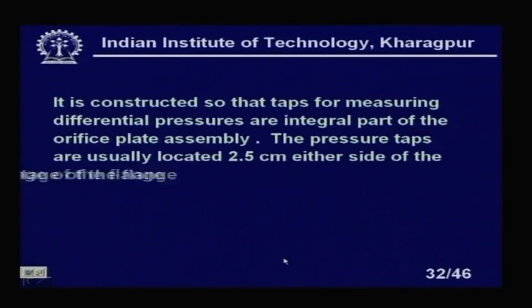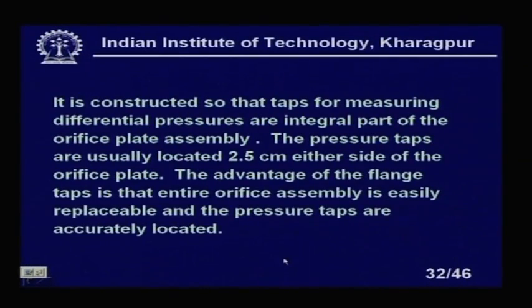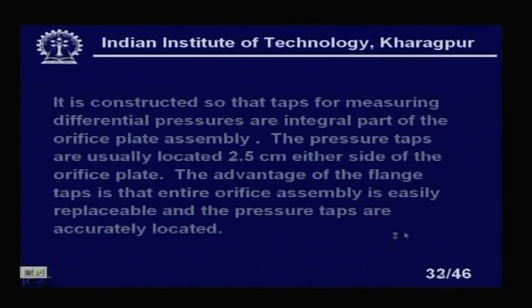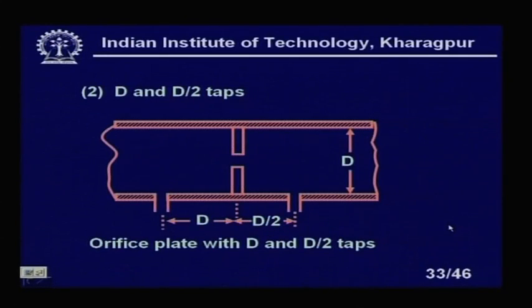Now, it is constructed so that the taps for measuring differential pressure are an integral part of the orifice assembly. That is, in the orifice itself you have the pressure tappings. The entire assembly is available. The pressure taps are usually located 2.5 centimeters on either side of the orifice plate. The advantage of the flange tap is that the entire orifice assembly is usually replaceable, and the pressure taps are accurately located. Now, we have an orifice plate with D and D by 2 taps. Here you can see that upstream is D and downstream is D by 2 taps.